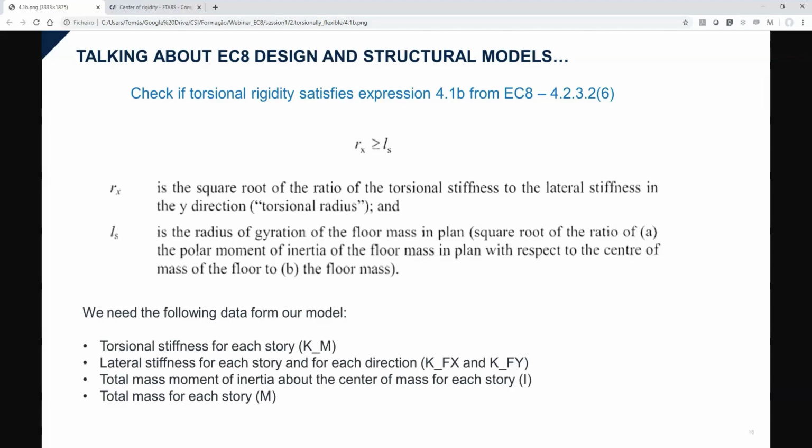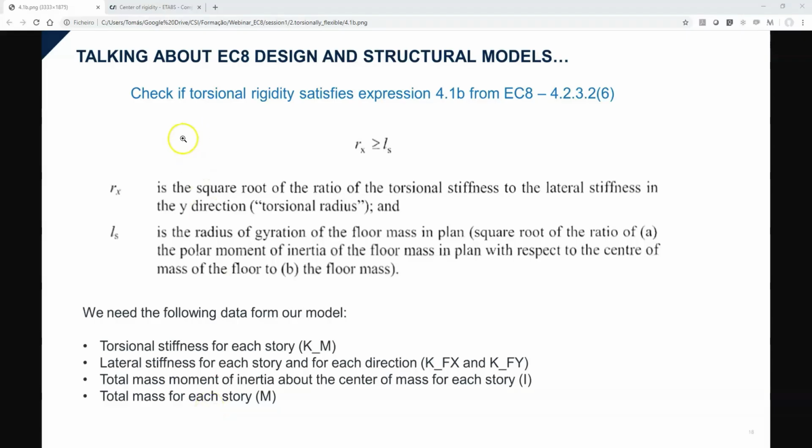The first objective is to calculate the torsional and lateral stiffness for each story, which can be obtained in just a single step. We can do several things simultaneously to achieve these goals. To obtain these values, it will eventually be important to estimate and calculate the centers of stiffness for each story.